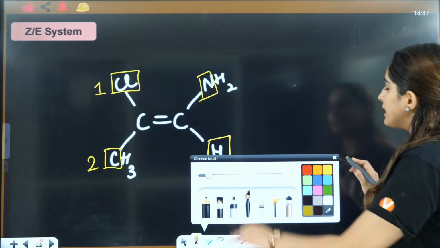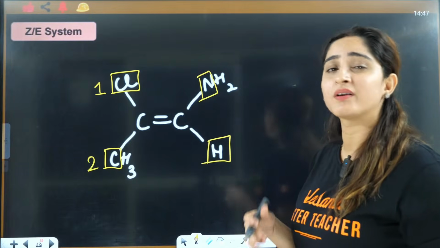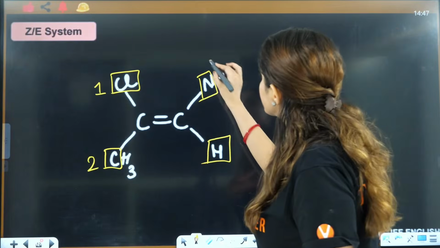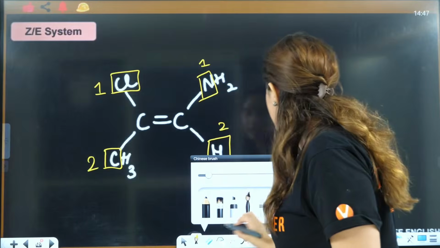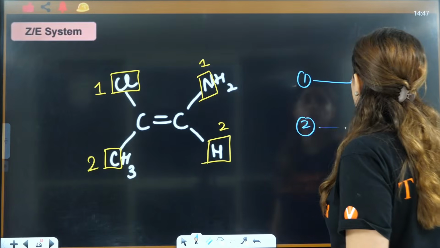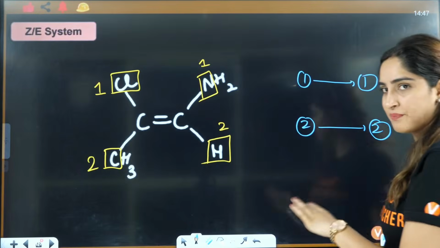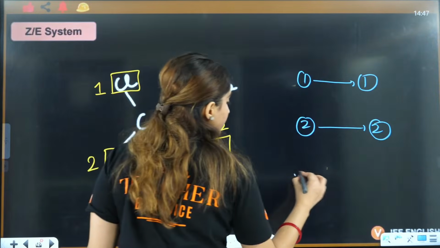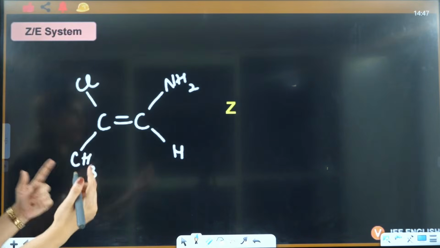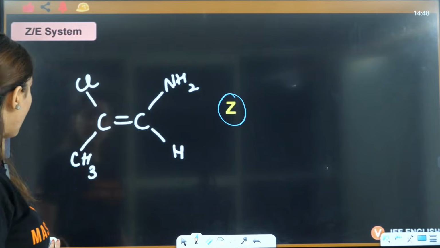So here if you see, nitrogen and hydrogen, hydrogen will always be least priority because atomic number of hydrogen is always less as compared to any other atom here, right? So this is first priority, this is second priority. Now guys, can you see 1, 1, this is 2, 2. That means you have 1, 1 same, 2, 2 same. Same means it will have configuration Z, okay? 1, 1, 2, 2 means it has same on both sides, right? So this is going to have Z configuration.